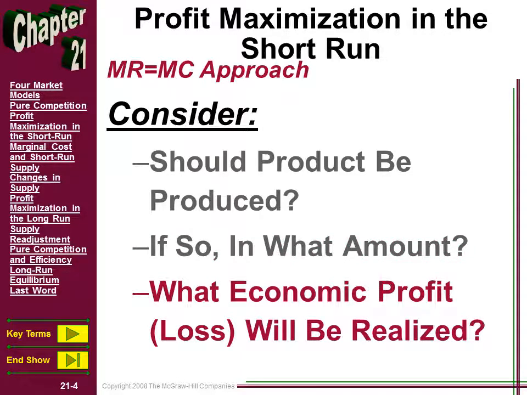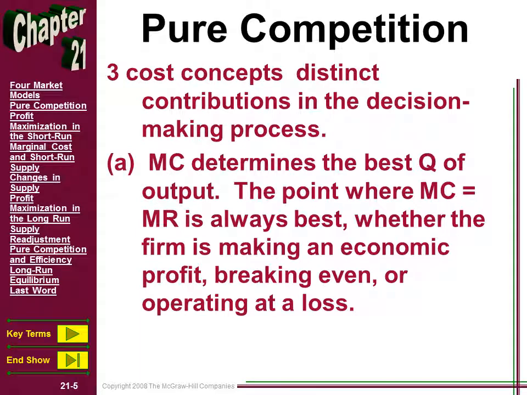All right, and then, even if we assume we've answered these two questions, should the firm produce? If so, what amount? Finally, we will answer this last question, which is obviously quite important. What economic profit or loss will be realized from their short-run production decisions? So a firm operating in an industry which is purely competitive is going to use the MR equals MC rule to either maximize profit or minimize loss in the short run.